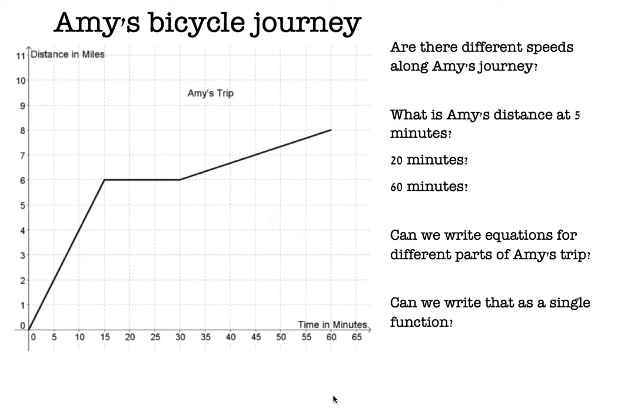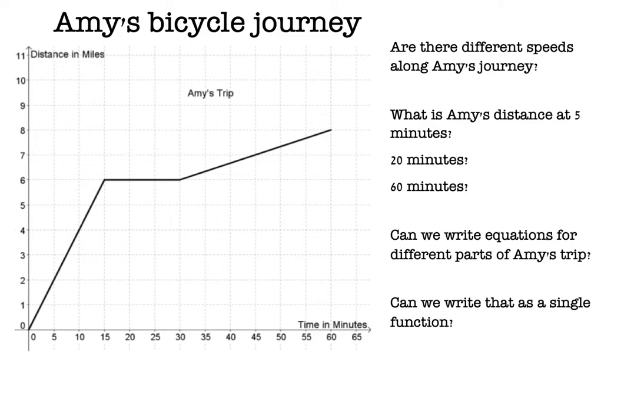Today's lesson begins by going over this problem from your opener. The directions in the opener asked you to write a brief story that could potentially describe this graph. My story is that a girl named Amy is riding her bicycle. If you'll notice, the graph is labeled: the x-axis is time and the y-axis is distance. So this is what we call a distance time graph.